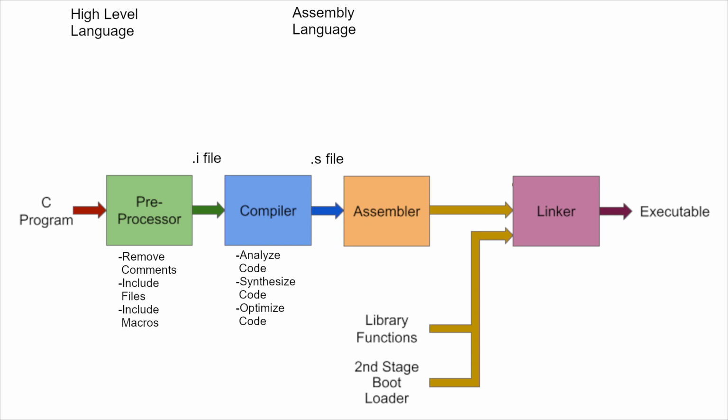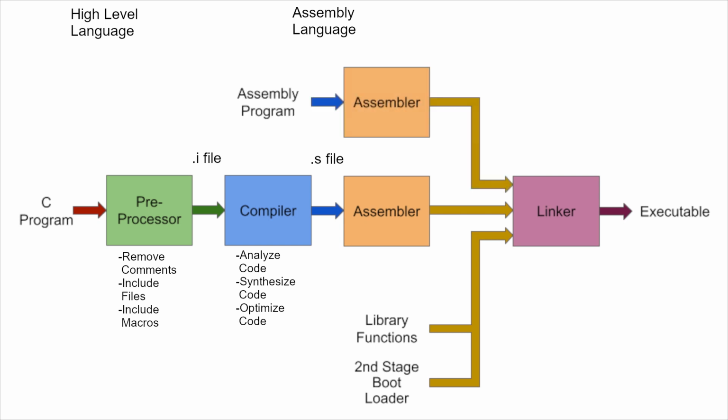This is where our assembly language program enters the process. It has the same format and syntax as the output of the compiler. The assembler takes assembly language files and converts them into machine language. The output is a .o file.